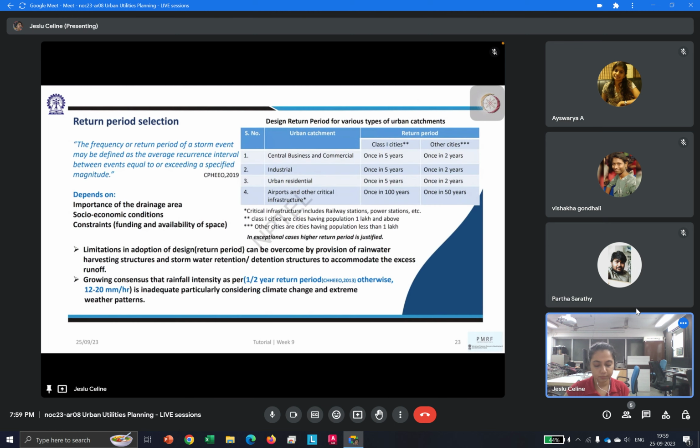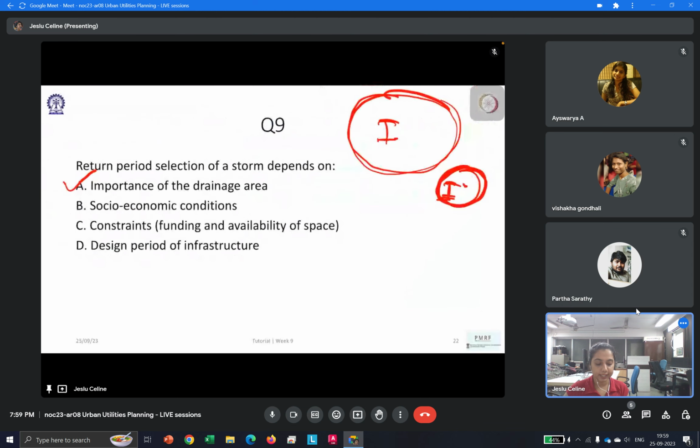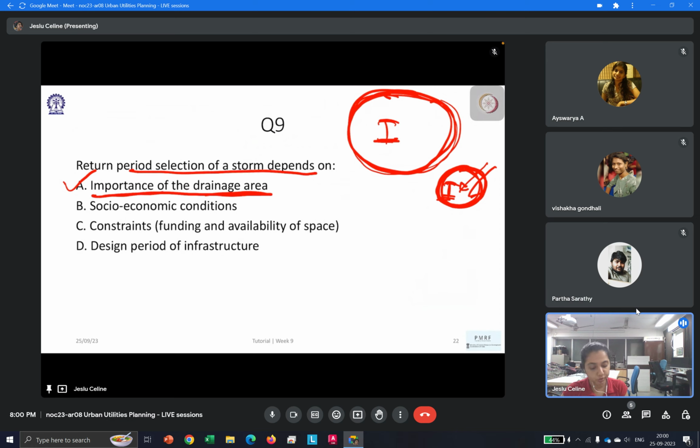Sometimes the intensity which I get from this small area, when there is high intensity rainfall, might be more than the overall intensity that I'm getting from the larger area. So area plays an important role in the overall intensity that you're getting. For the intensity to repeat, it depends upon the area. So return period selection depends upon the importance of drainage area.